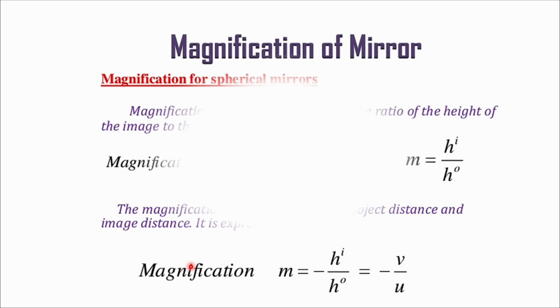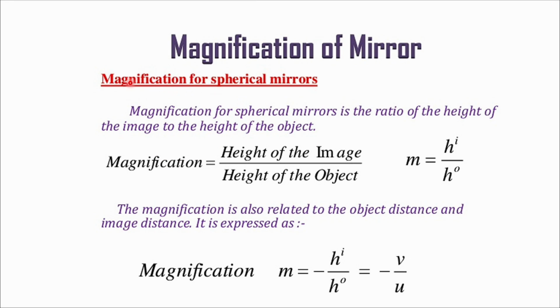Now let us go to the magnification of a mirror. What is the magnification of a spherical mirror? Spherical mirror, whether concave or convex mirror, it is the ratio of the height of the image to the height of the object. In mathematical equation, the magnification equal to height of the image divided by height of the object. If hi is the height of the image, h0 is the height of the object, m is the notation for the magnification, equal to hi divided by h0.